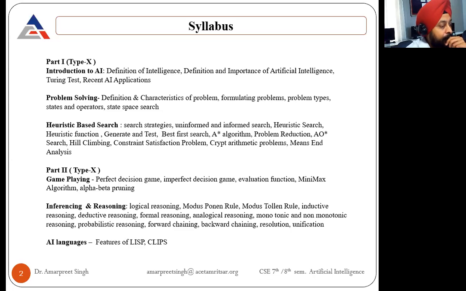The third chapter of the second unit is AI languages. It is very short, where we'll cover the features and characteristics of two important AI languages, Lisp and Clips. So this is half of your syllabus, part 1 and part 2. Let us move to part 3 and part 4 now.